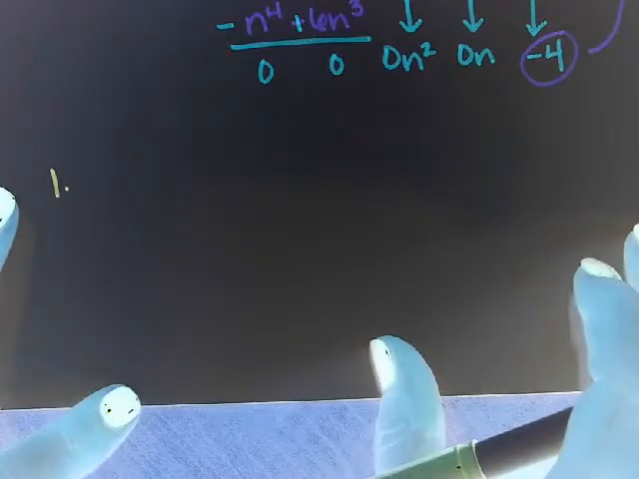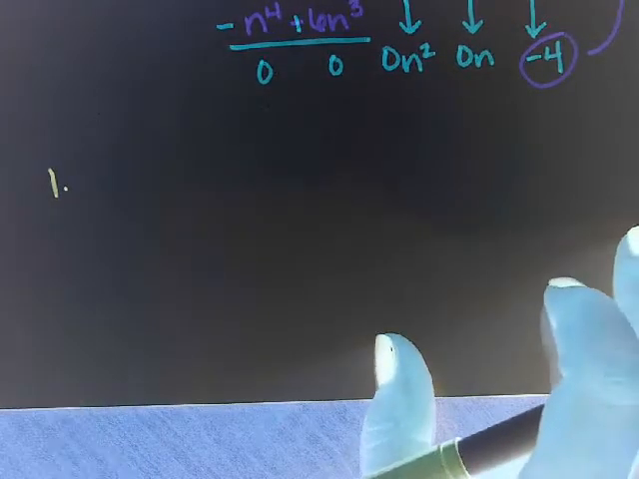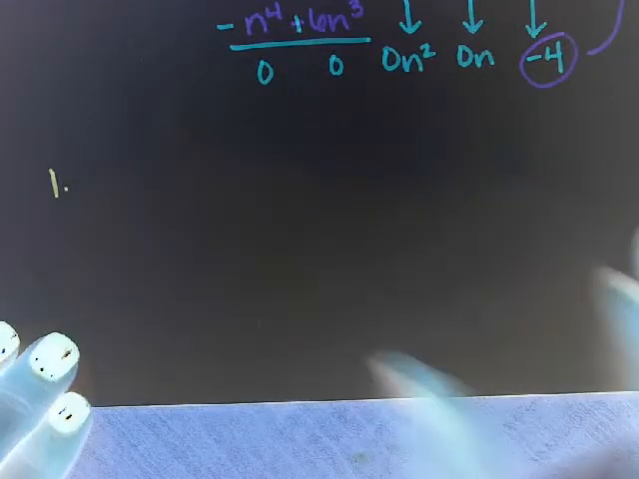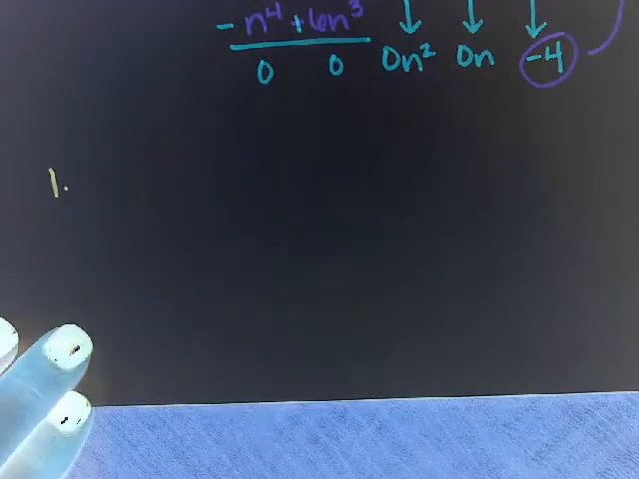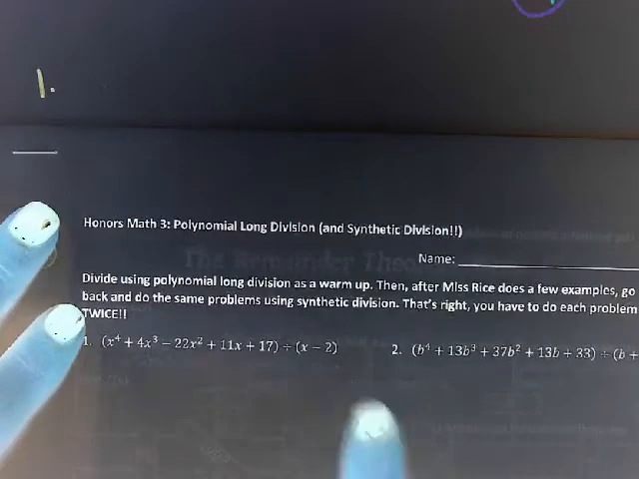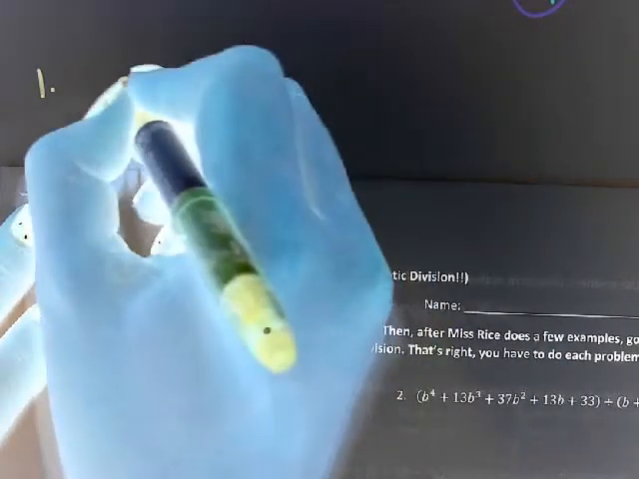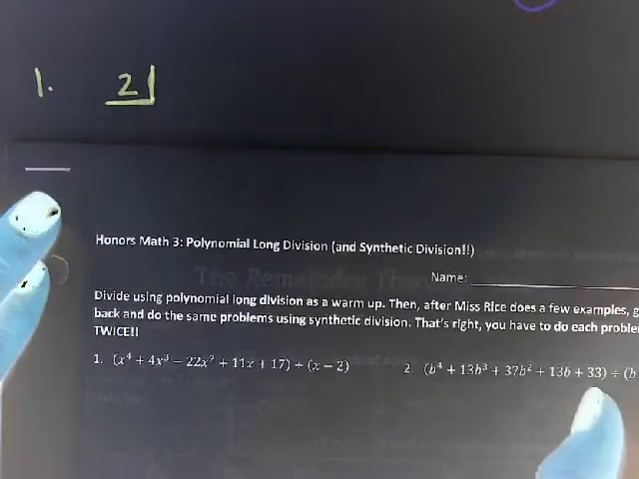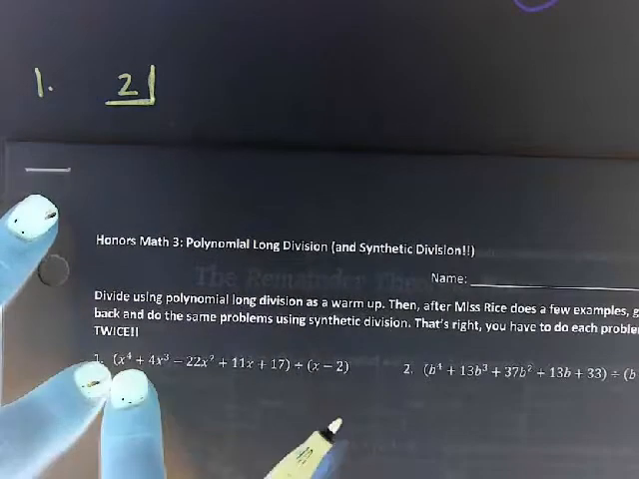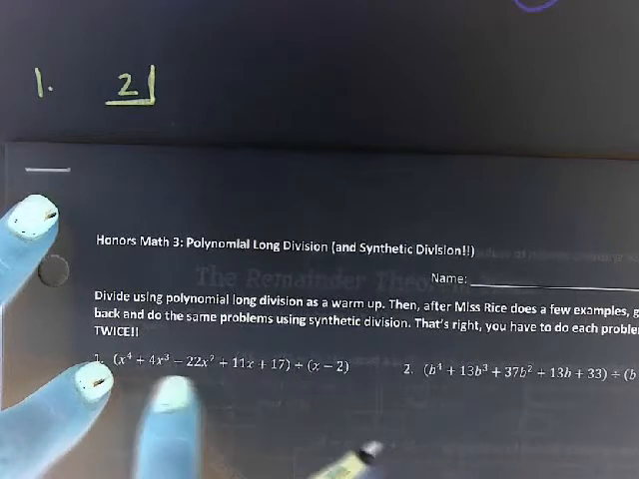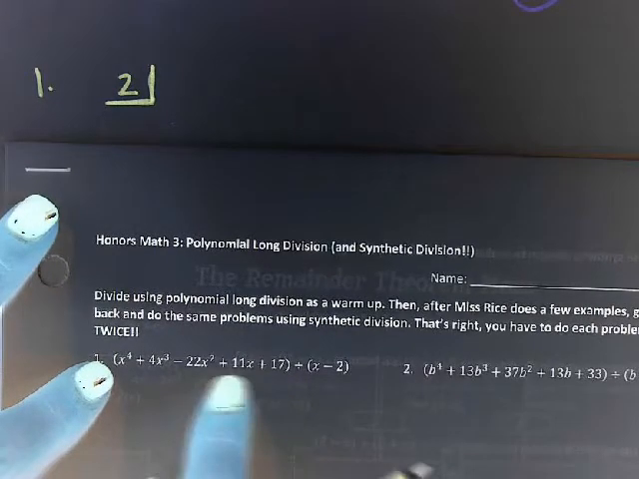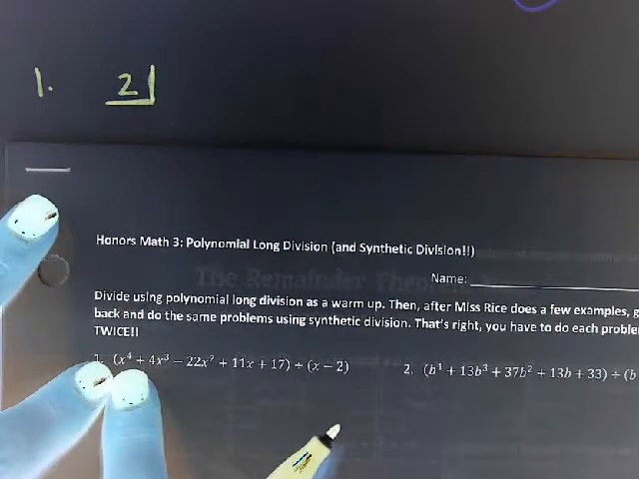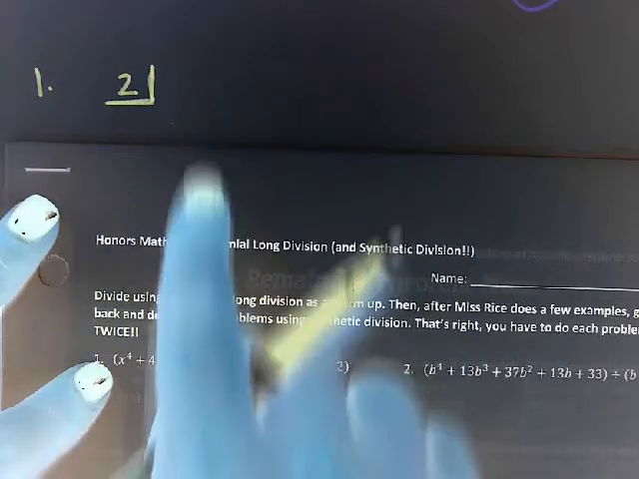Now, the video notes said that if you have x minus 2 in your parentheses, what do you put in the box? Positive 2. So for number 1, I'm going to put positive 2 in the box. Okay? And then what do I do with all of these according to your notes? Say it again. Before that, what do I write on my paper?